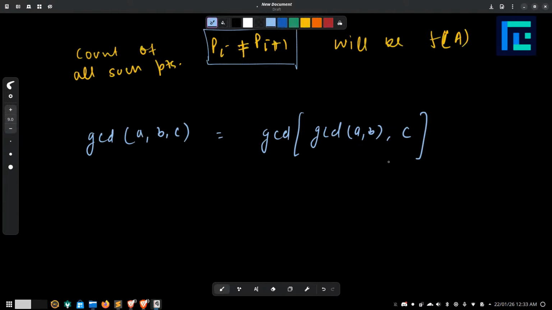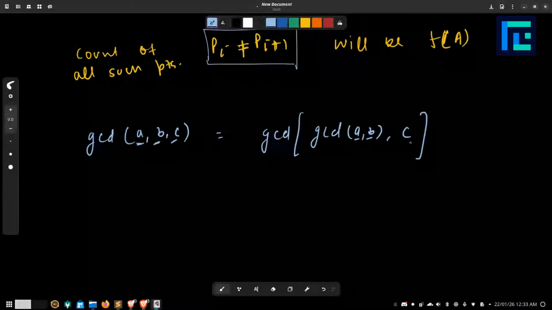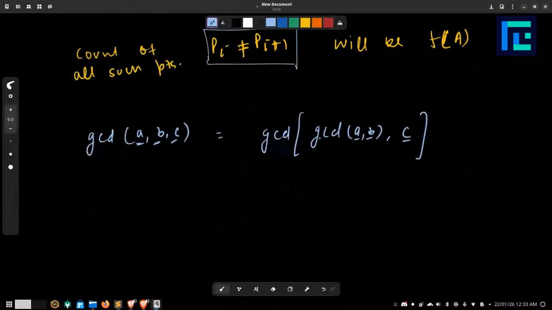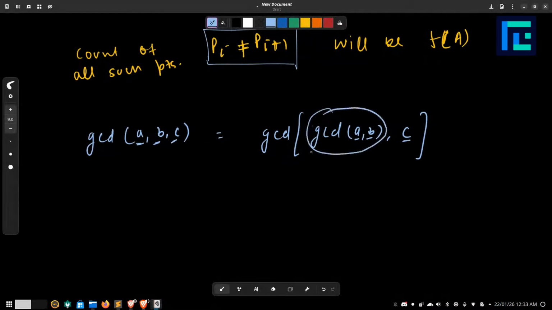How can we say this? The greatest common divisor of a, b and c would also be the greatest common divisor of a, b, and with that the greatest common divisor of c. Whatever is the greatest common divisor of a and b, we take the greatest common divisor of that and c, and obviously we get the greatest common divisor of all three. Using this property, P of i plus 1 is nothing but GCD of P of i comma a of i plus 1.